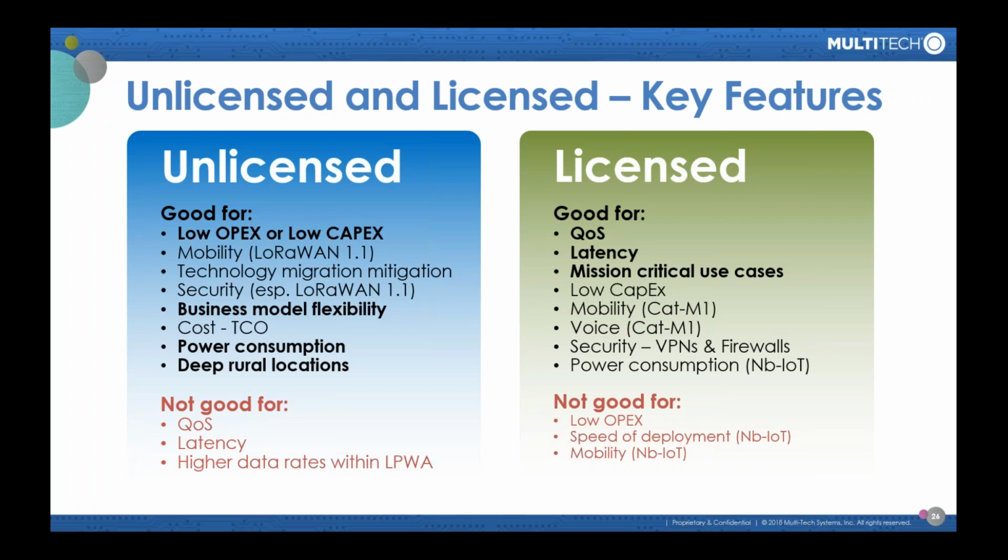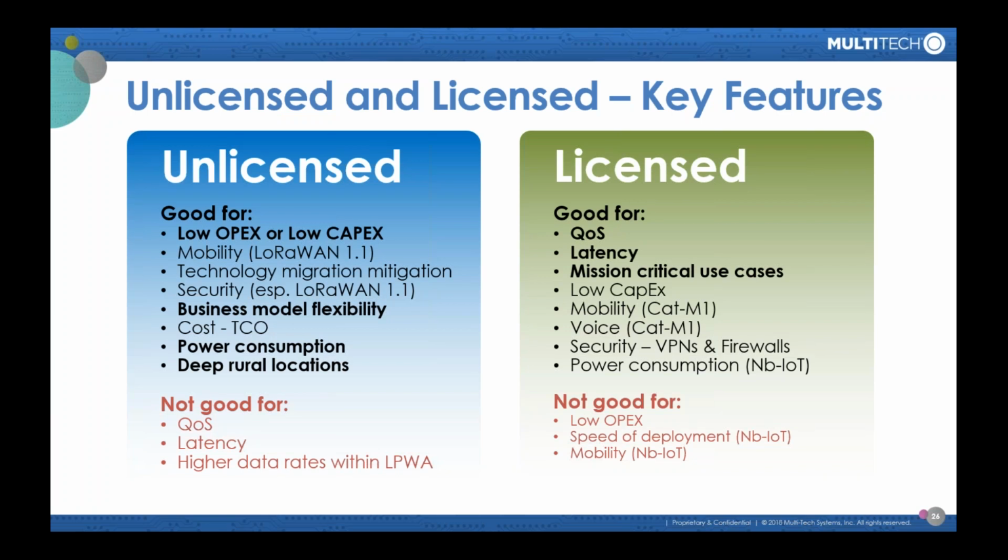Now, here we talk about low CapEx. Generally you're joining a subscription service to join those networks, and for a lot of use cases, that's absolutely fine. I talked earlier about the differences between Cat-M1 and narrowband IoT, and two of those differences are mobility and voice. So Cat-M1 absolutely has mobility, as does LoRa when LoRaWAN 1.1 comes out. And Cat-M1 can support some voice applications, which narrowband IoT cannot, and neither can LoRa communication.